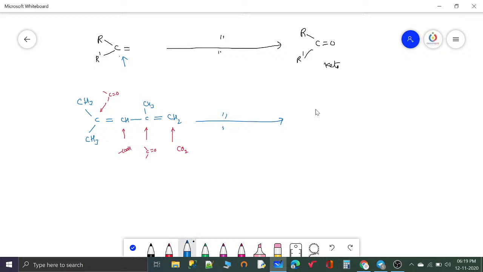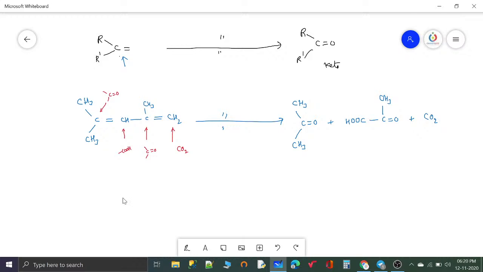Now the products can be written very easily: CH3, C double bond O, CH3, plus here it is COOH, CO, CH3. So we can write the molecule like this: COOH, C double bond O, CH3, plus this one will be converted to carbon dioxide. These are the products if you use any of the reagents we have just discussed.